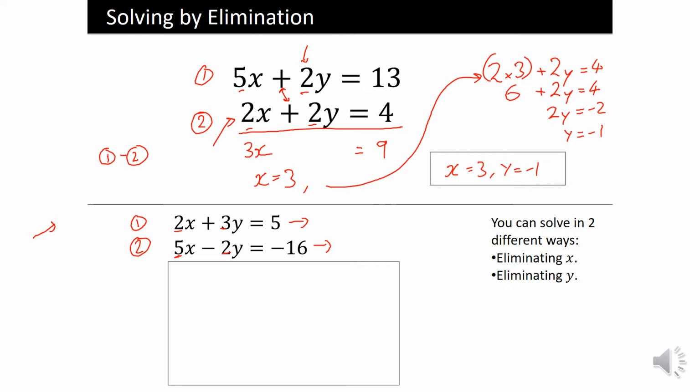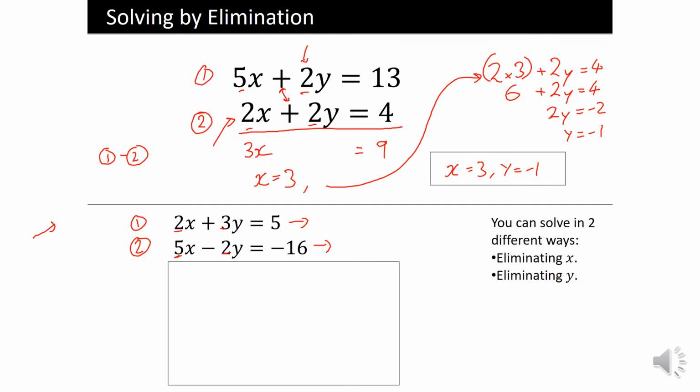So we need to times equation 1 by 2 and equation 2 by 3, and what that'll do is make the y coefficient the same in both. So we're going to try and get the y coefficient of both to be 6. The way you can think about it is you're trying to get them to be the lowest multiple of those numbers.